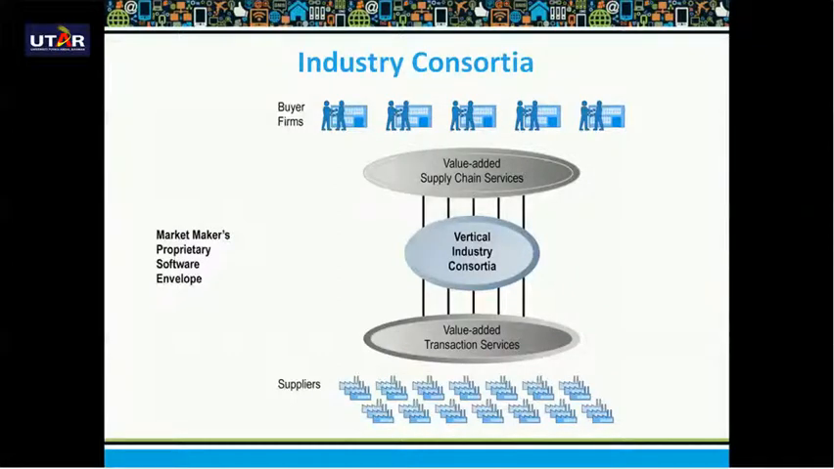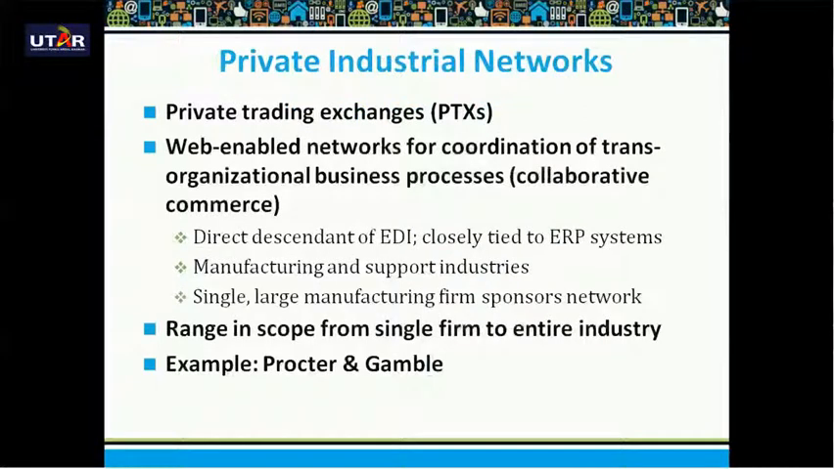So from the top layers, this is the diagram. It illustrates the industry consortia. It's about the buyers from the top layers. Go to the second layer, value added supply chain service, and the middle level is the vertical industry consortia, and the fourth layer is value added transaction, and the last layer is about the suppliers. It's about the relationships between the suppliers and the buyers.